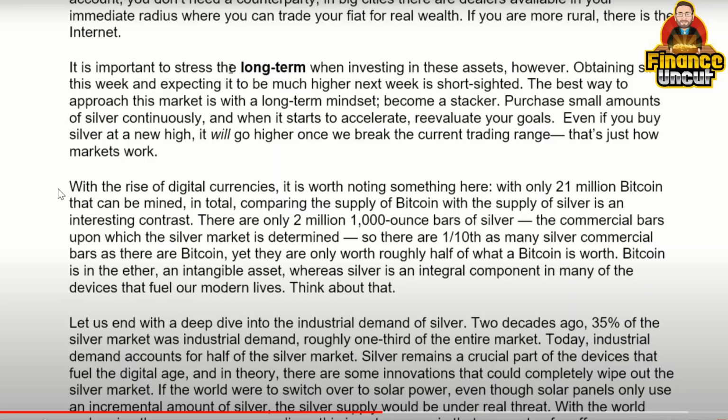There are only 2 million 1,000 ounce bars of silver, the commercial bars upon which the silver market is determined. So there are 1/10 as many silver commercial bars as there are Bitcoin, yet they are only worth roughly half of what a Bitcoin is worth. Bitcoin is in the ether, an intangible asset, whereas silver is an integral component in many of the devices that fuel our modern lives. Think about that. So that's an interesting little take on silver.